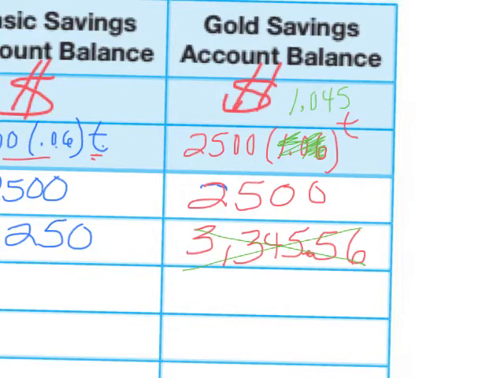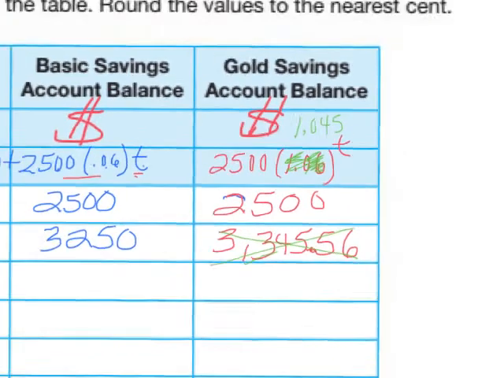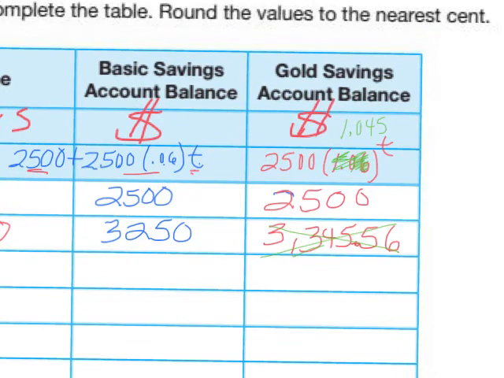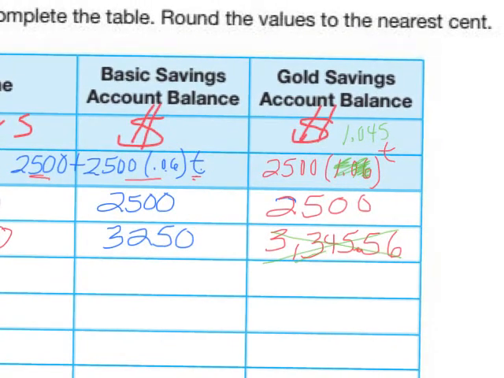So let me try that again. So it'd be 2,500 times 1.045 to the power of 5 years would give me, let's see, how much is that? 2,500 times 1.045 to the power of 5. It actually gave me 3,115.45. Now you can compare.